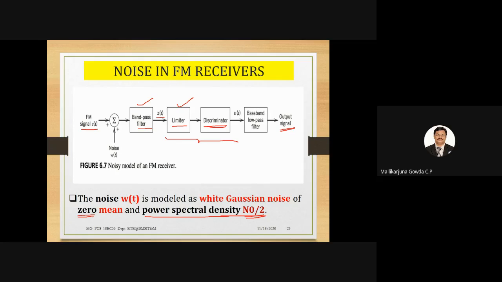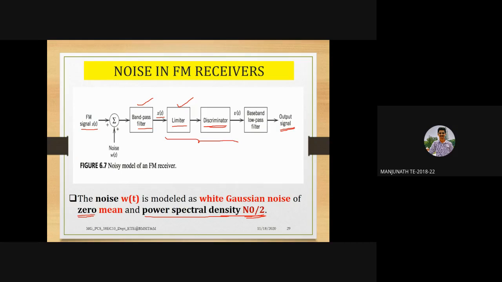Yes, Manish, can you say? Manish? No. Manjunath? Sir, can you tell about the discriminator? What will the discriminator circuit have?